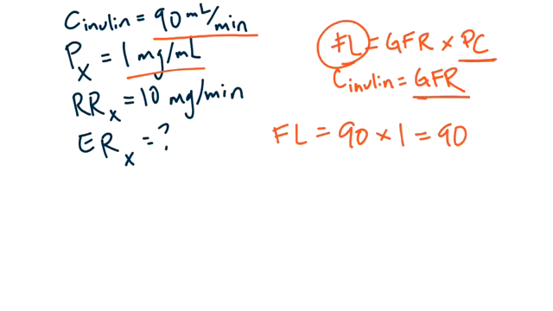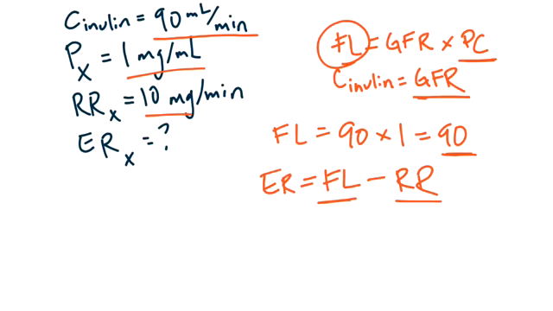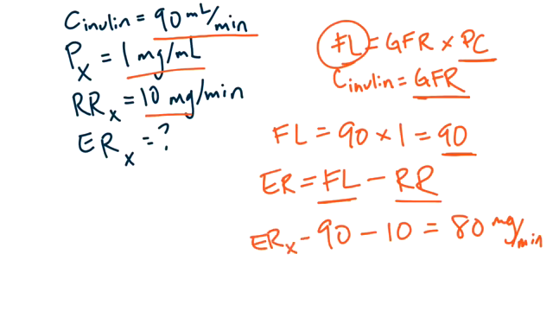Now we also need to recall that the excretion rate equals the filtered load minus the net reabsorption rate. Using this equation, we can plug in filtered load as 90, and we were given the net reabsorption rate, which is 10, so we get 90 minus 10, or 80 milligrams per minute. So the excretion rate of substance X is 80 milligrams per minute.